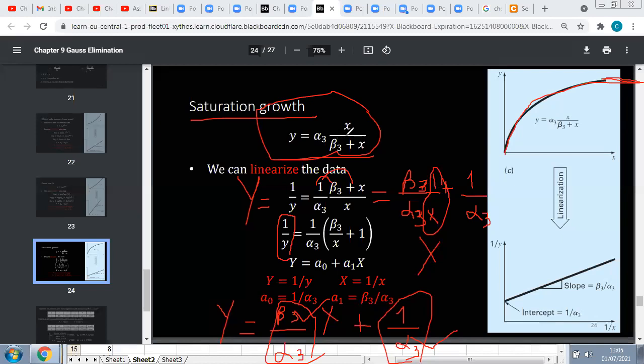And as you can see here, why does this equation represent the saturation growth? Because look, as x increases, beta 3 becomes small compared to x. And at a certain stage, if we still increase x, this ratio becomes equal to 1. So y will tend to alpha 3. And the flat plateau will be equal to alpha 3. Okay? Let us do an example on this.